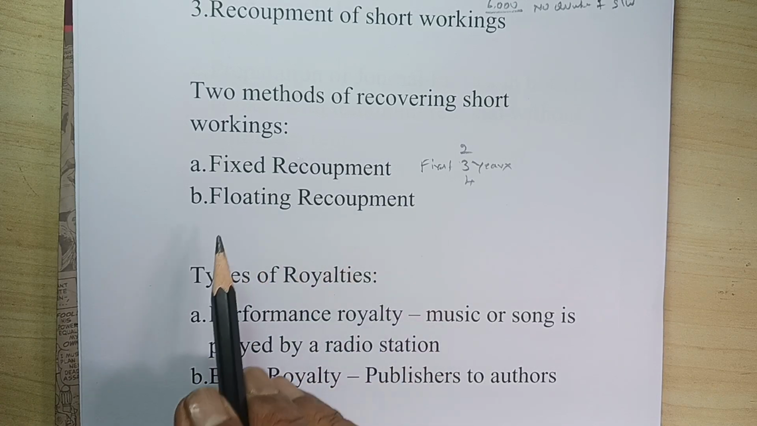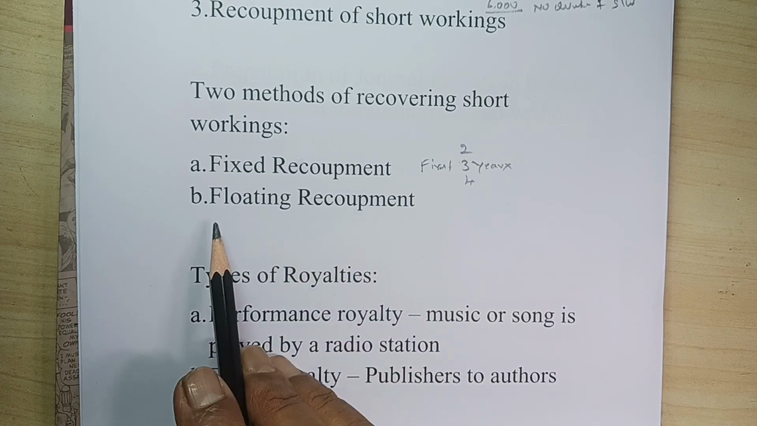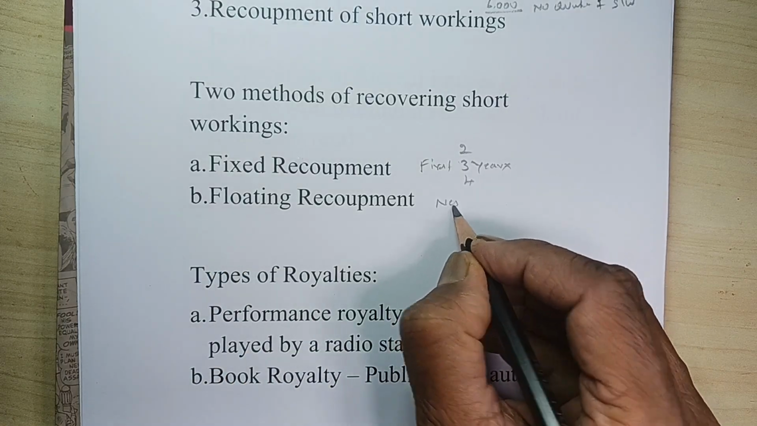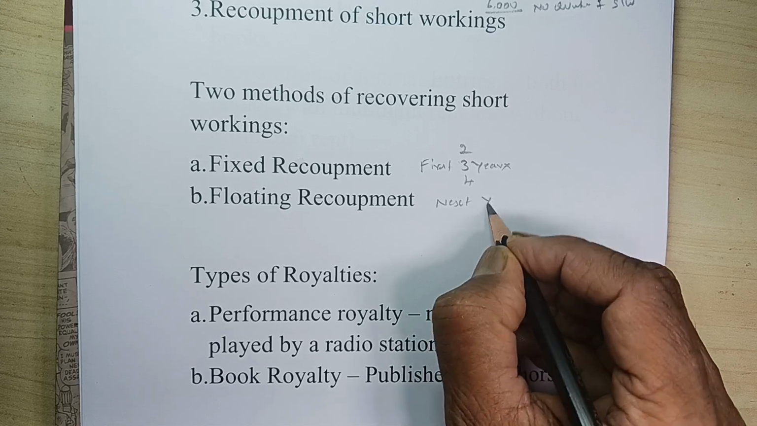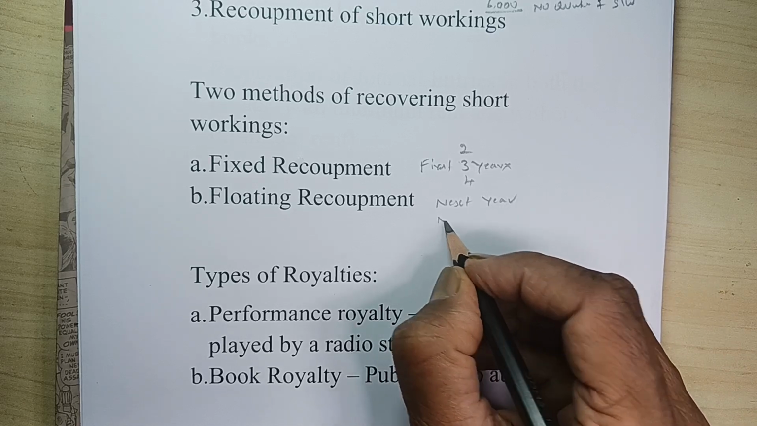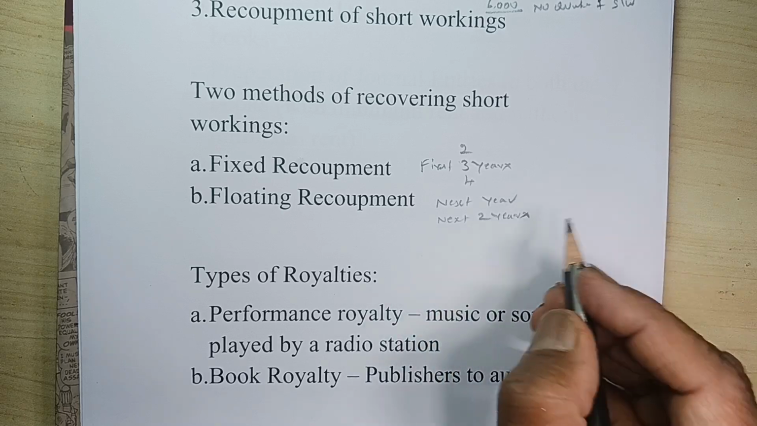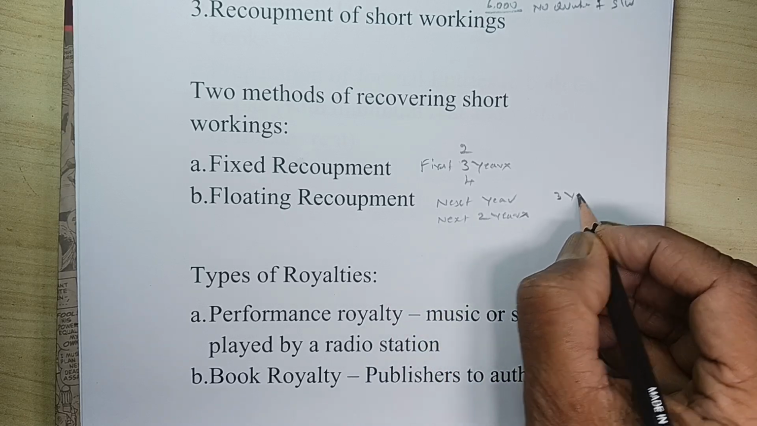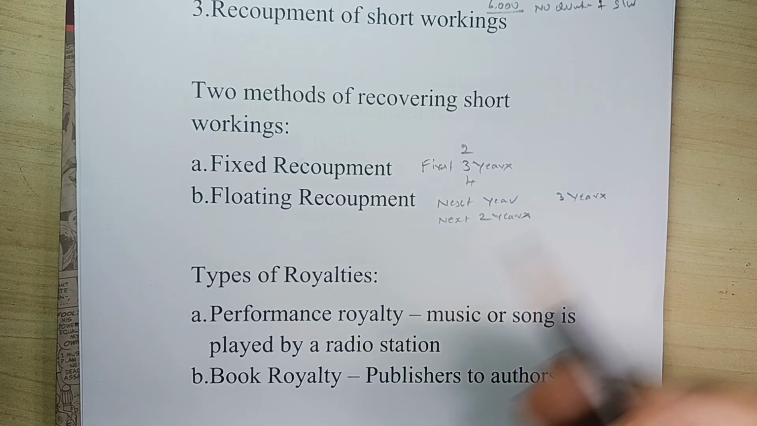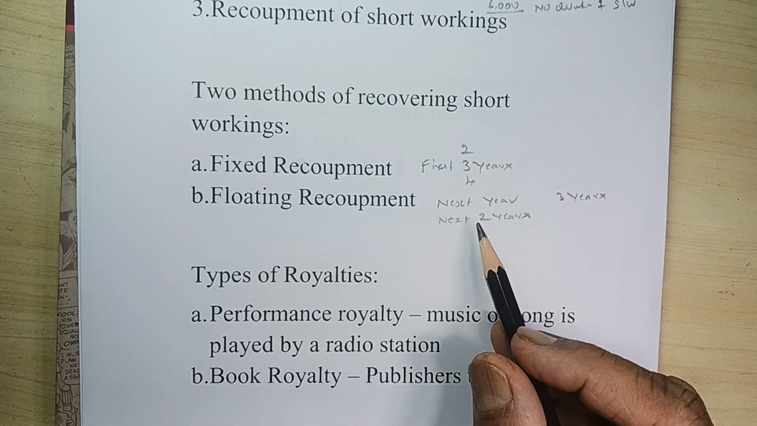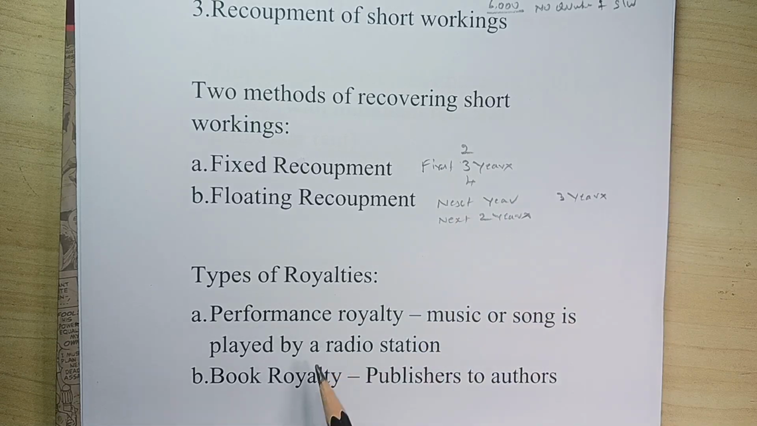What is floating? The name itself gives the definition. It is called floating. That means it is called the next year, next 2 years, next 3 years. If we say the next year, that means whenever short working happens, it can be recouped in the next year. That means you have 1 year's time. If it is not recouped in that period, then it will automatically go to the profit and loss account.